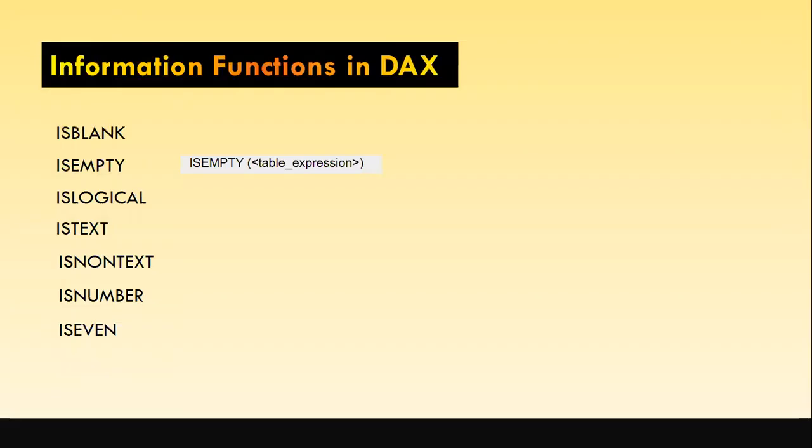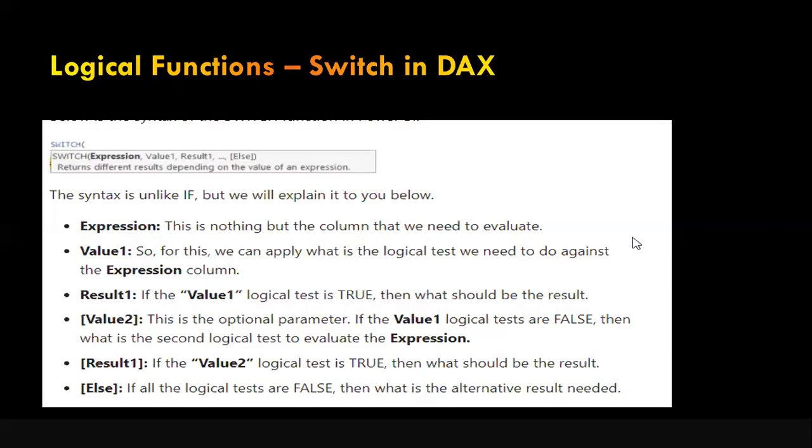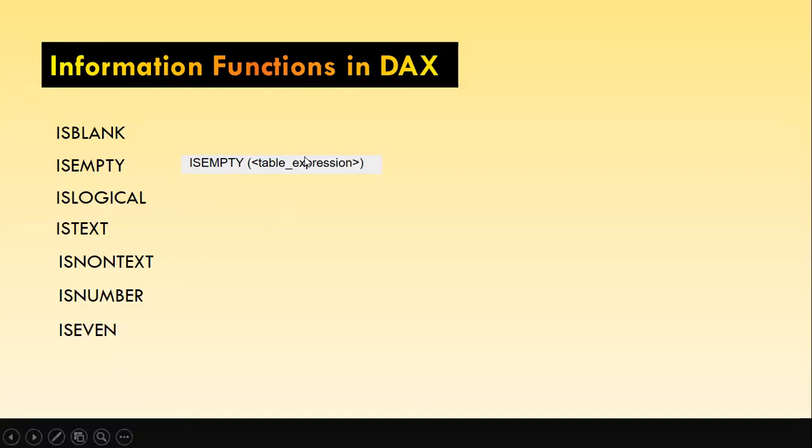Next one, the information function ISBLANK. If you want to check whether a given column has any blank or empty values. The difference is ISBLANK, and here I mentioned ISEMPTY, which takes a table expression. The only difference is that you can use an expression here, whereas with ISBLANK, you can directly specify the column name. ISLOGICAL checks whether a specific column has a Boolean value in it or not. That is what you can check.